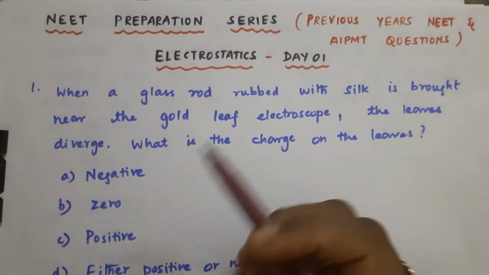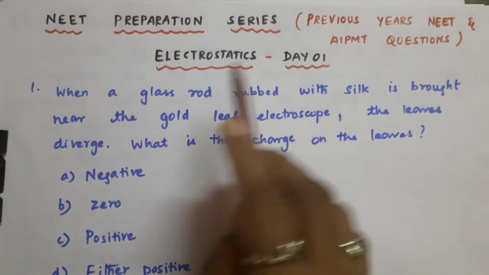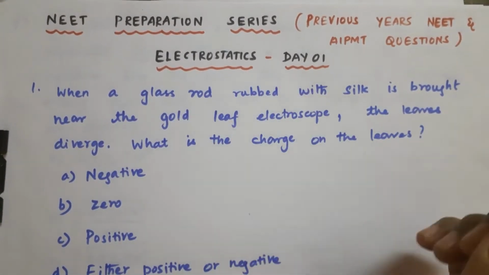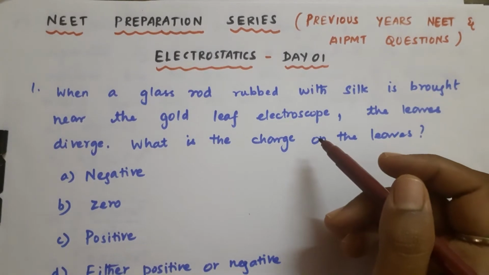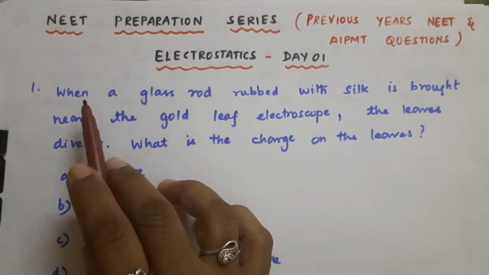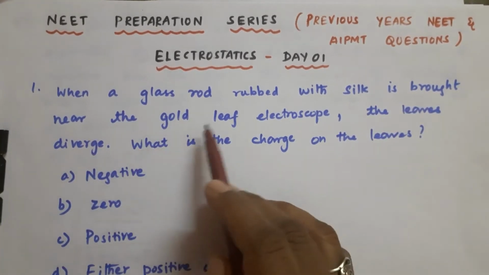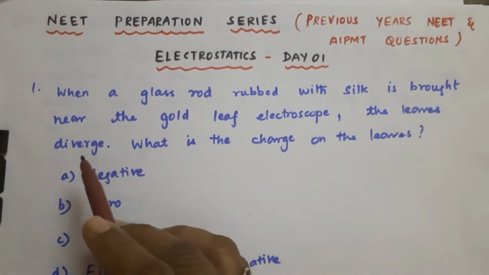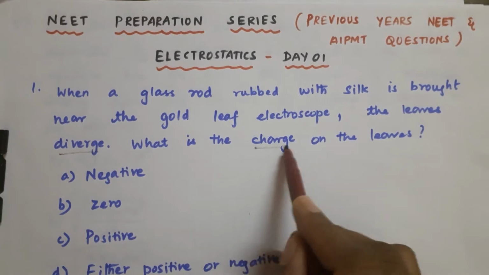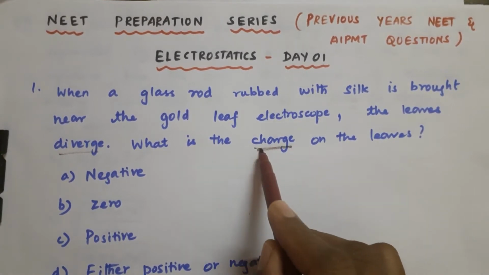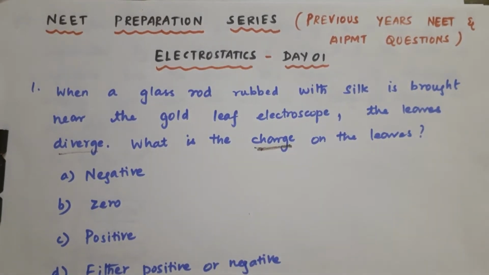Today I am going to teach NEET preparation series electrostatics day 1. It's a previous year NEET question paper. So first question: when a glass rod wrapped with silk is brought near the gold leaf electroscope, the leaves diverge. What is the charge on the leaves? So we are going to explain what is the charge on the leaves.